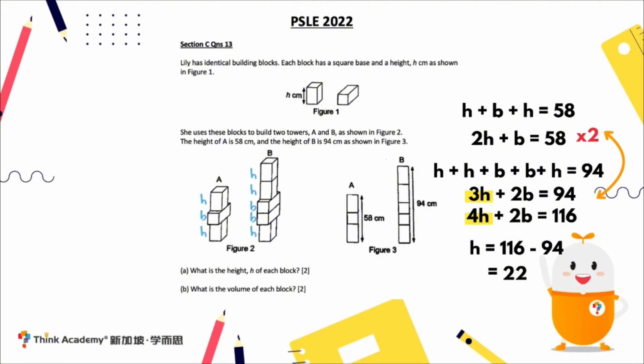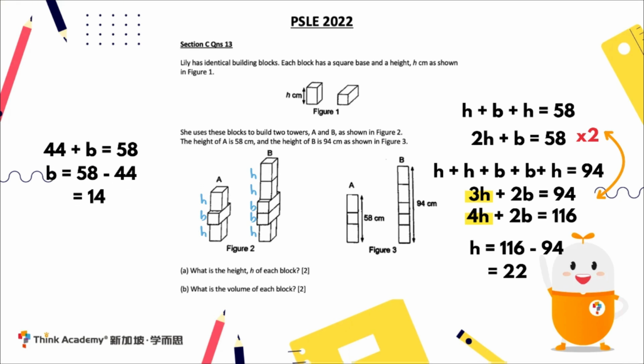Let's say we use the first one where we are told 2h plus b gives us 58. So let us use it on the other side. All we need to do here, two heights, 2 times 22 plus b gives us 58 cm, allowing us to determine that b would be 58 minus 44, which is 14 centimeters.